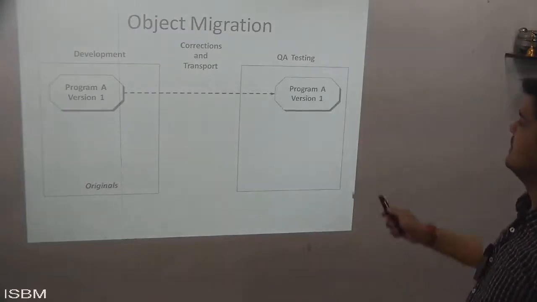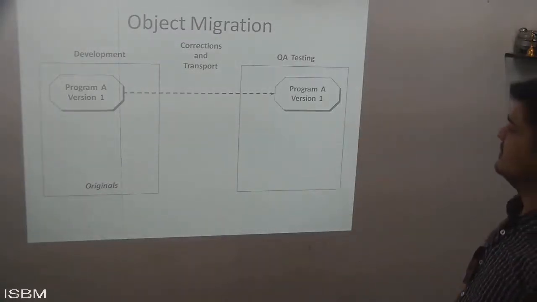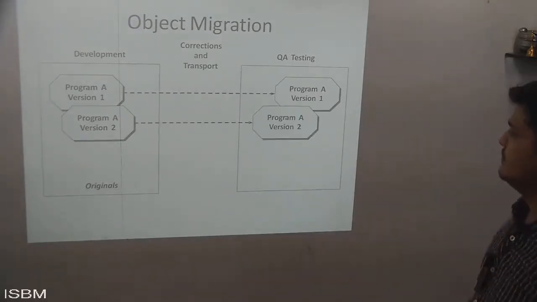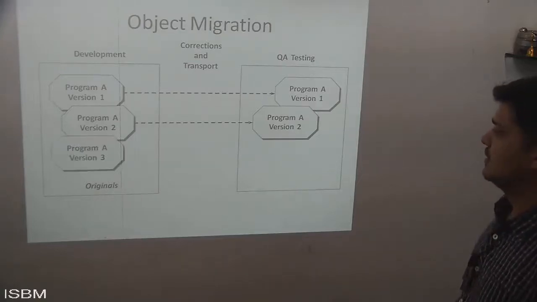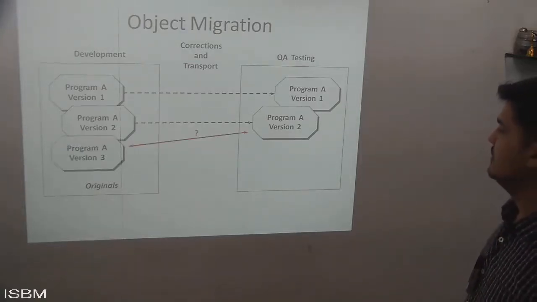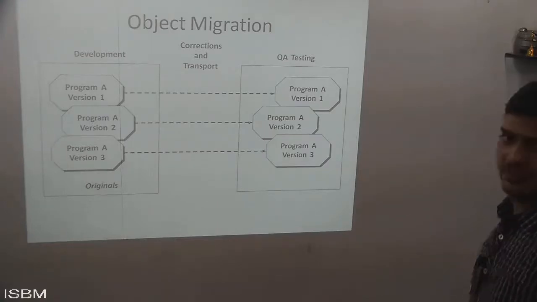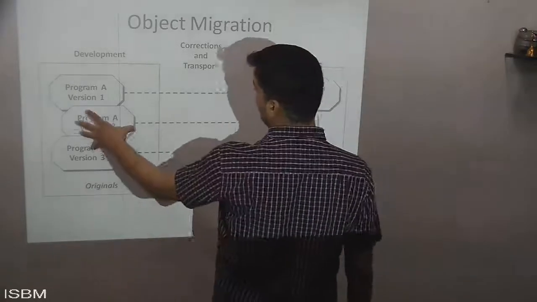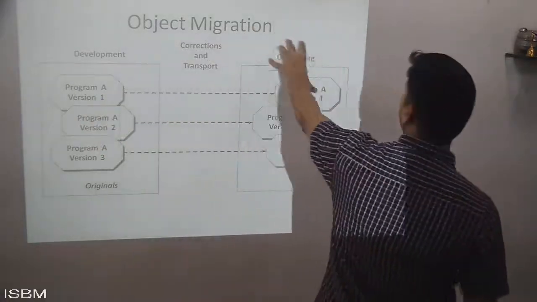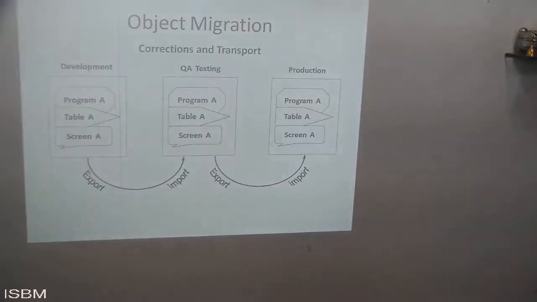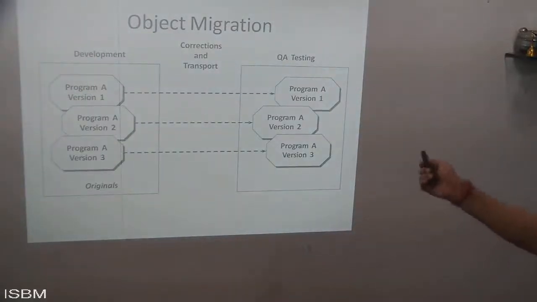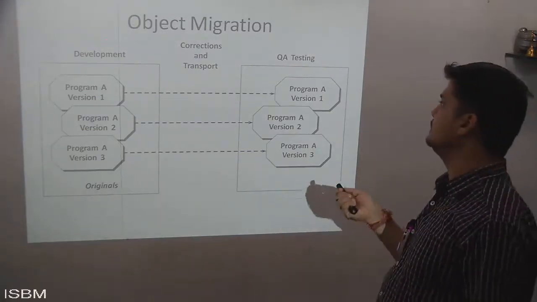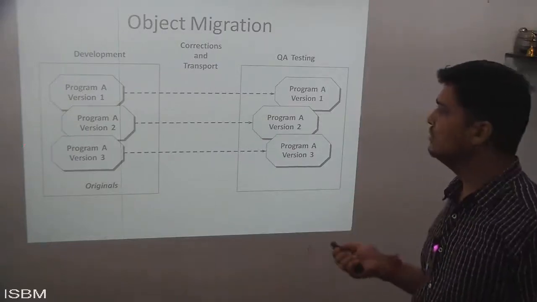So it will move like this. Program A, version A, will move to the quality as Program A in version 1. Then Program A version 2 moves, again as version 2. Then Program A version 3 moves to version 3. So this is the way we are moving a program or anything from one system to another with the help of transport. You can see this is the original, and from the development server it comes to the quality or testing server through the transport.